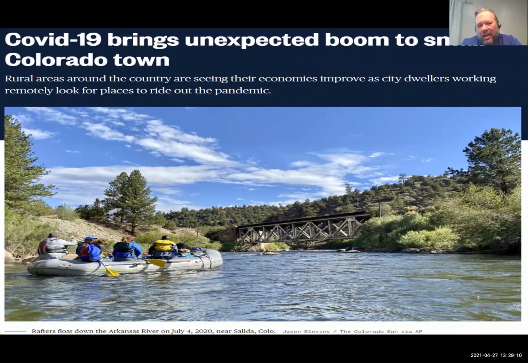The other thing, when we talk about communication technology, and this one's pretty interesting, and this is a city that I drove through and thought was beautiful, and my wife and I were like, hey, this would be a fun place to live, and so does everybody else. So this is, COVID-19 brings unexpected boom to small Colorado towns. This is a place called, I think they pronounce it Salida, Colorado.